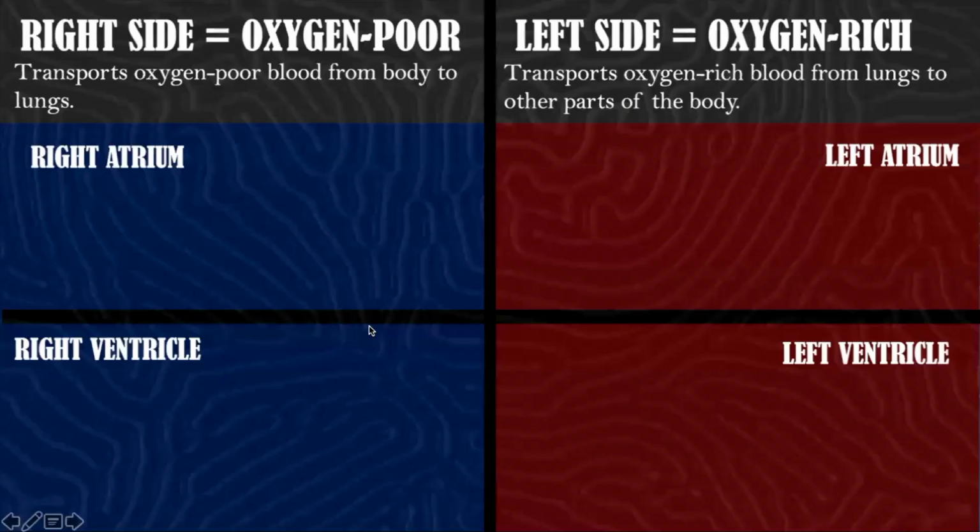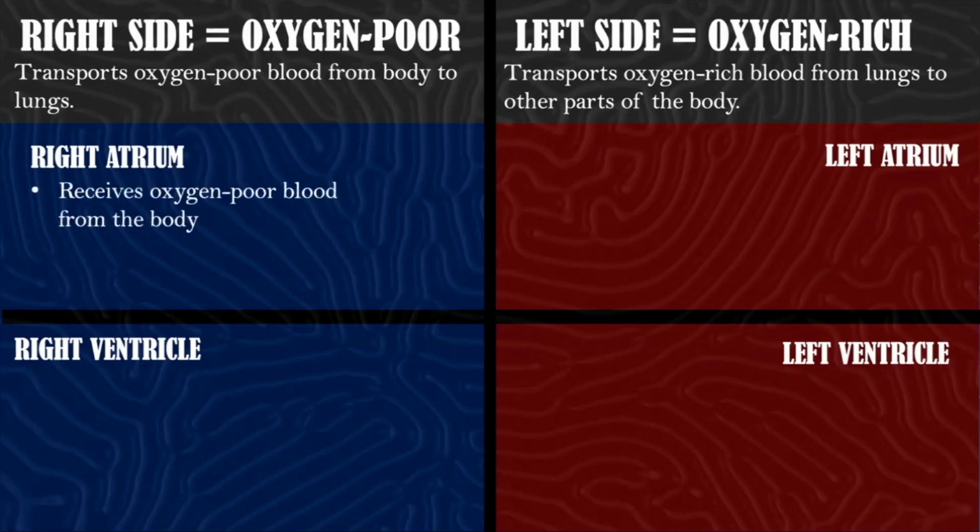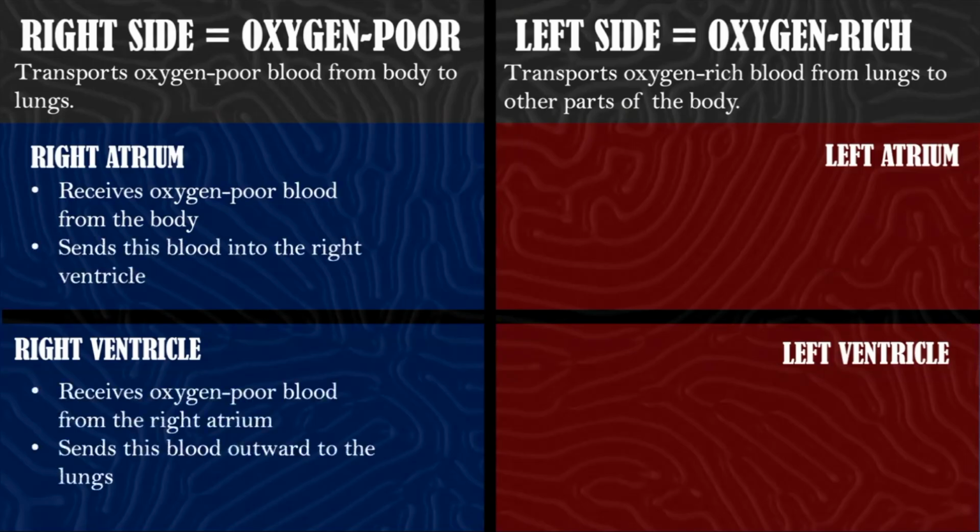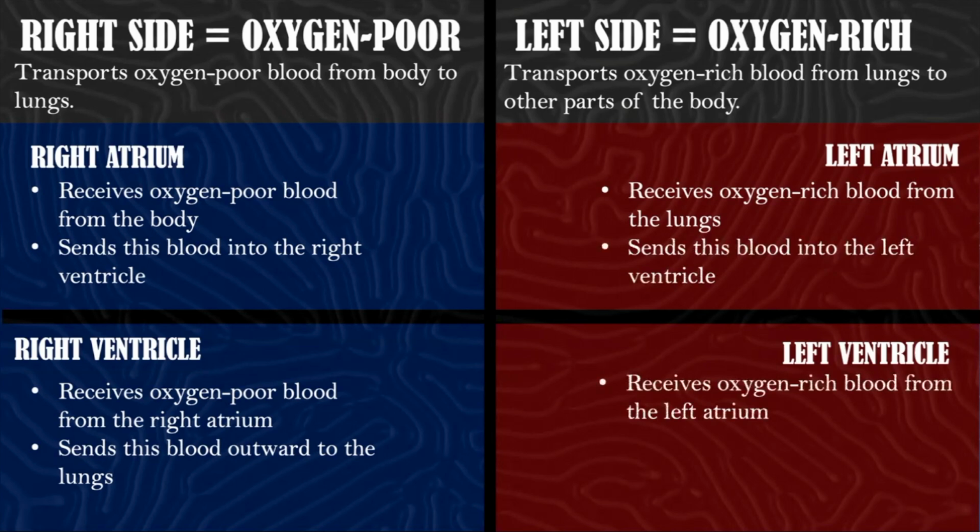So let's dive deeper into it. The right side of the heart handles oxygen poor blood, transporting it from the body to the lungs, starting at the right atrium, which receives oxygen poor blood from the body and sends it to the right ventricle, which then receives it and sends it outward to the lungs. And then the left side of the heart handles oxygen-rich blood, taking it from the lungs to the other parts of the body, starting at the left atrium, which receives oxygen-rich blood from the lungs and sends it into the left ventricle, which then receives it and sends it out to the body.